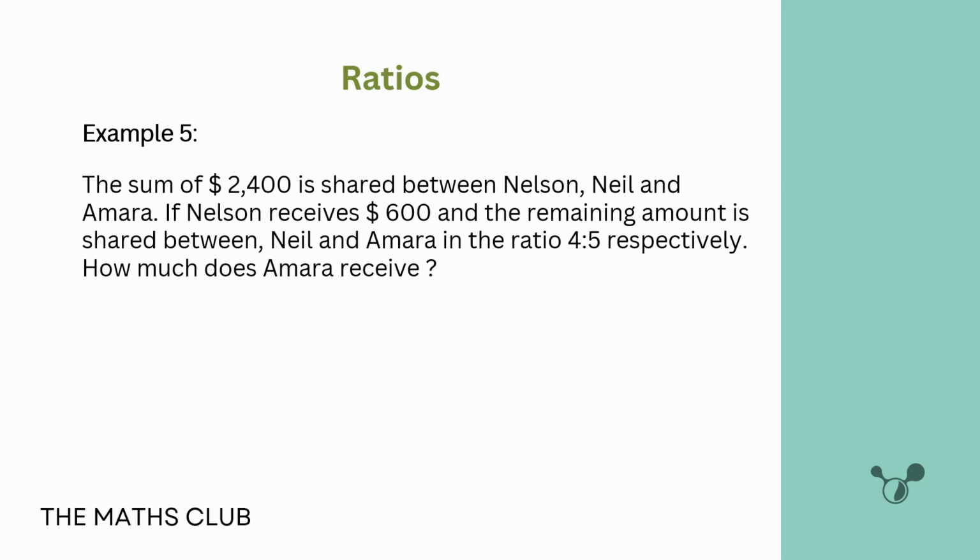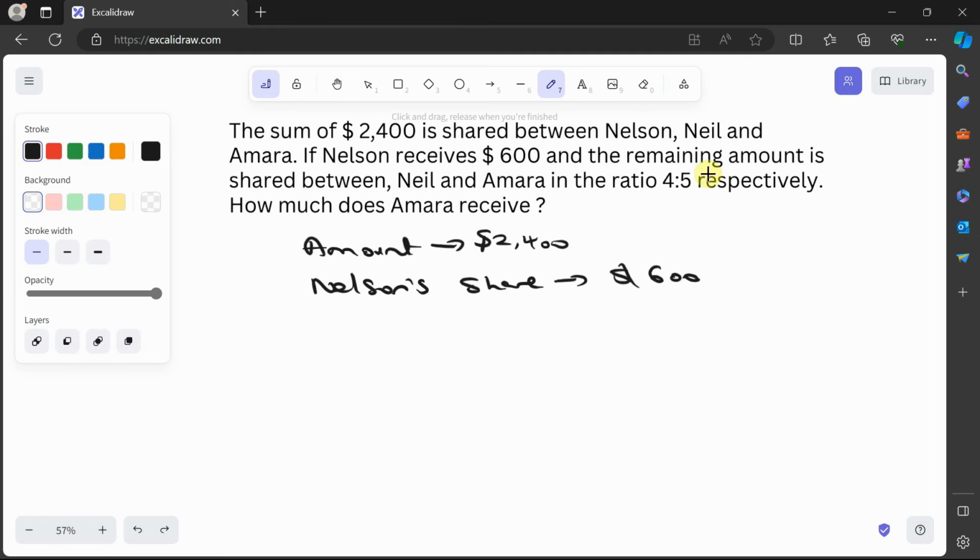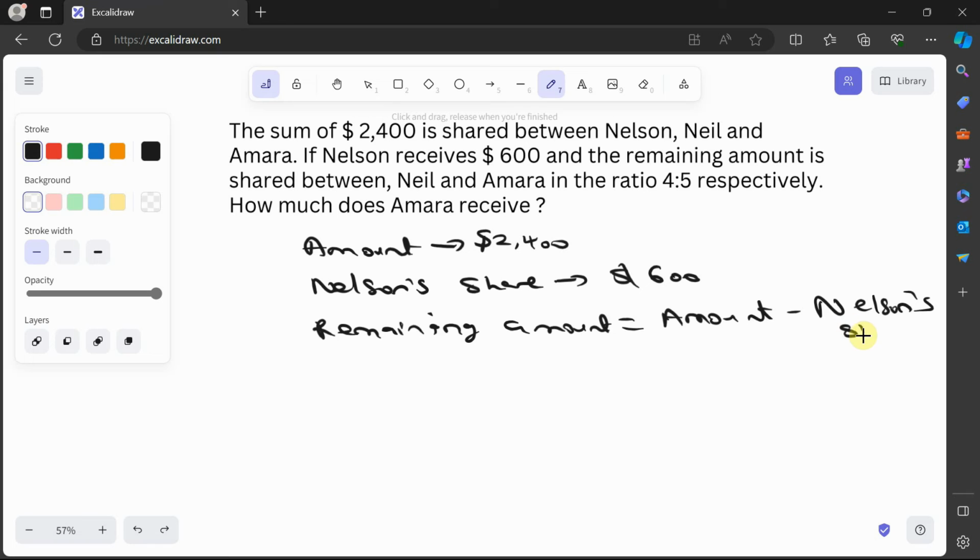Welcome back. Let's solve it together. So the total amount was 2,400 and Nelson's share is $600. Then it says the remaining amount. So what will be that remaining amount? The remaining amount should be the initial amount, which was the total amount, minus Nelson's share, right? So that will be 2,400 minus 600. If you do that in your calculator, that will give you what?